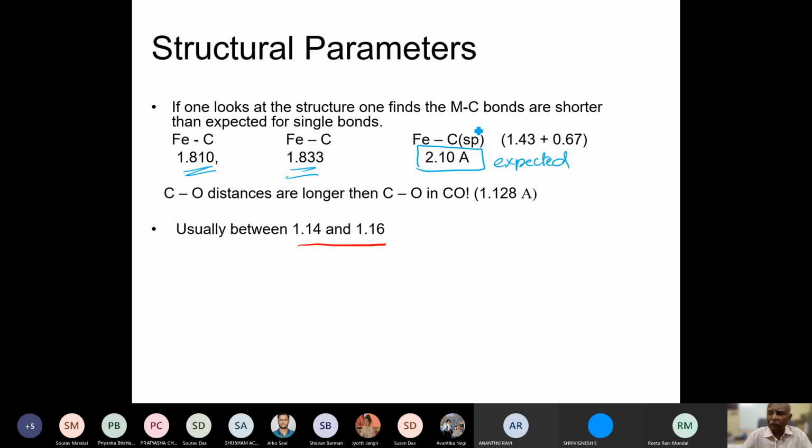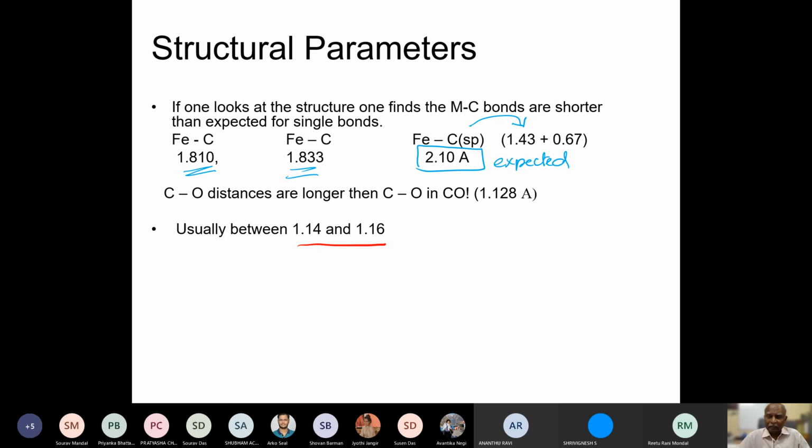And the expected value is calculated from these two independent covalent bond radii. So if you take the iron covalent bond radius, that's 1.43 angstroms. And for sp carbon, it is 0.67. So you add the two, you get 2.1. And what you observe in iron carbonyl is fairly short. Significant, compared to a single bond.